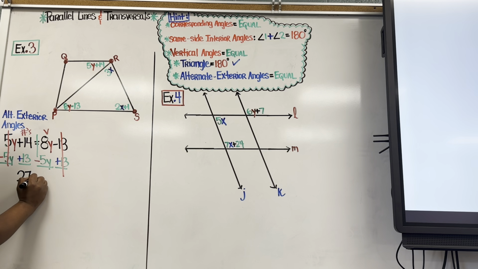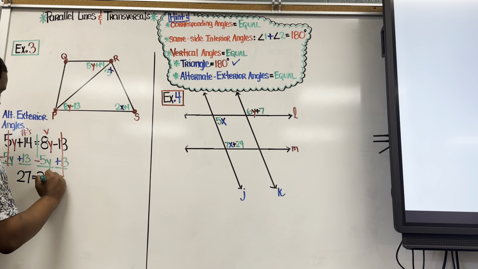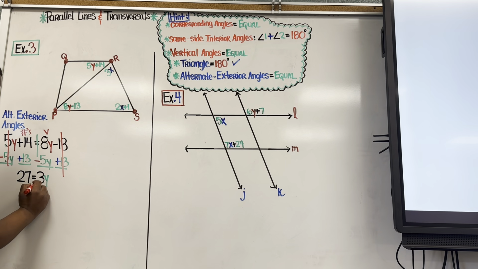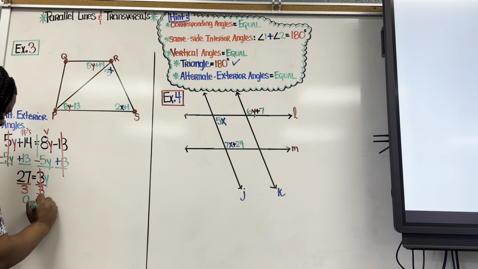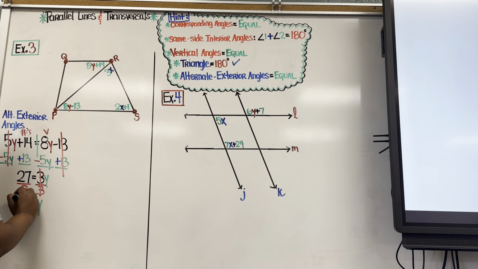Okay, so now I have 27 equals 8y minus 5y, which equals 3y. If that's the case, then if I divide both sides by 3, y will equal 9. Okay, so y has a value of 9. That is the value of y.